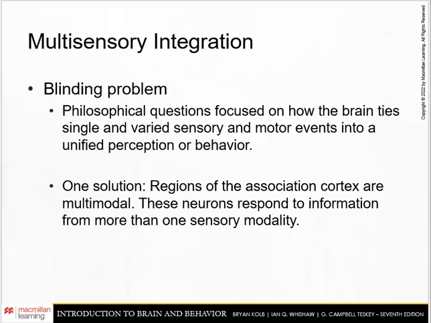Now comes one of the big questions that's left in the philosophy of mind, multisensory integration, or the binding problem. This is really a philosophical question. It's focused on how the brain ties the single and varied sensory and motor events into a single unified perception or behavior. Another way of saying that is, right now, I'm sitting in the basement on the couch recording this lecture. There's the visual stimulus coming at me of the couch and the TV.